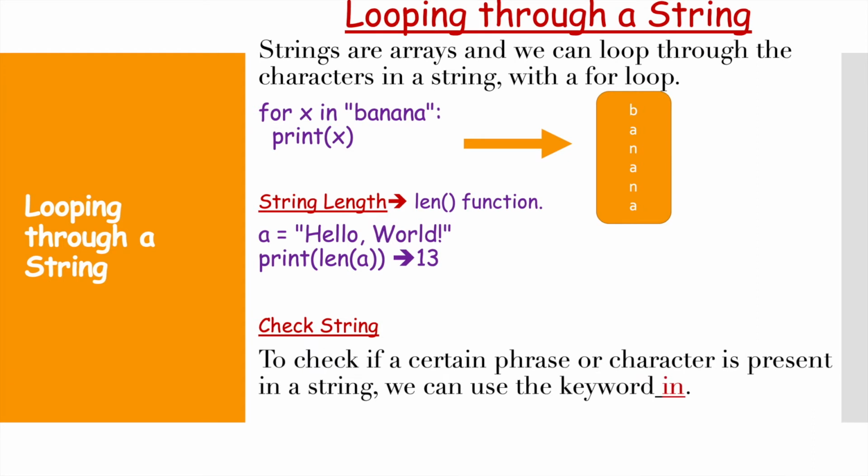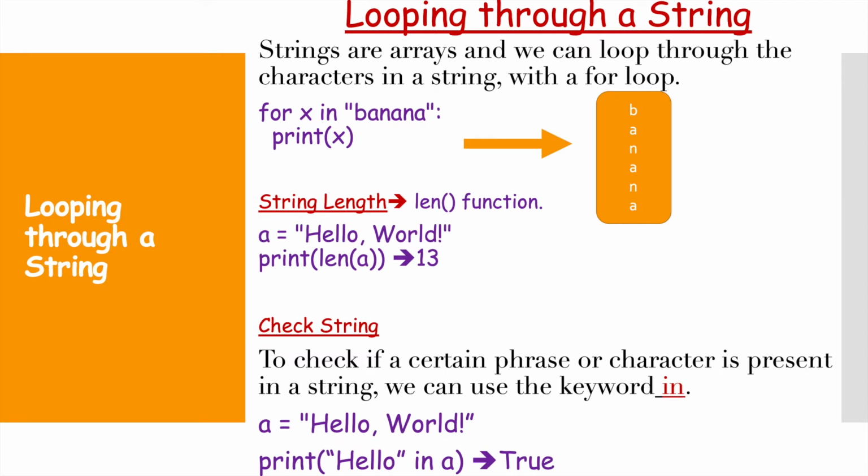So if you want to check if a certain phrase or a character is present in a string, then we can use the keyword in. So this is an example of a string, hello world, and when you are printing hello in A, it is going to return a boolean value, whether true or false. So if hello is present in this string variable, it is going to print a true value.